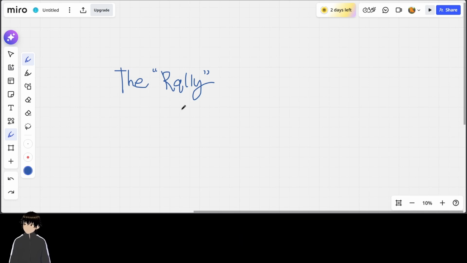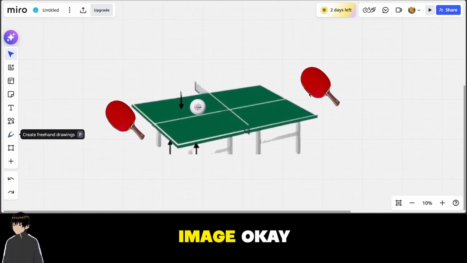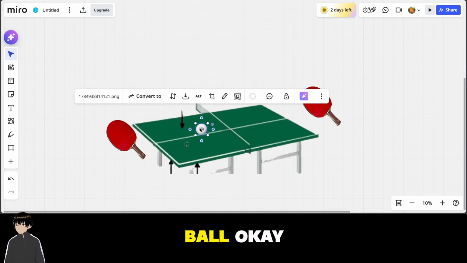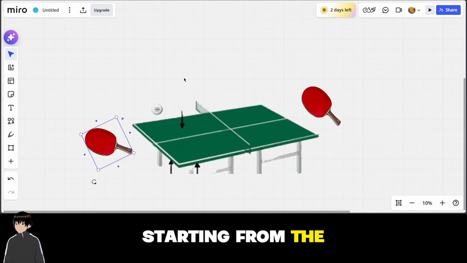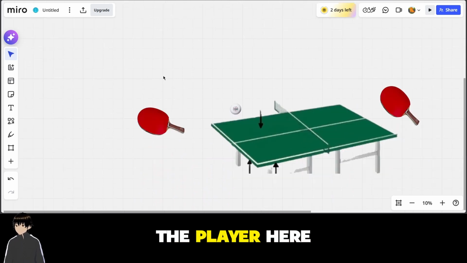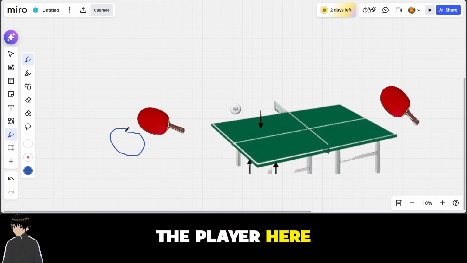I have here an image of a table tennis table. We've got a paddle, we've got our ball. So what I mean by the game starting from the moment it leaves the player's hand, you can imagine you're the player here.